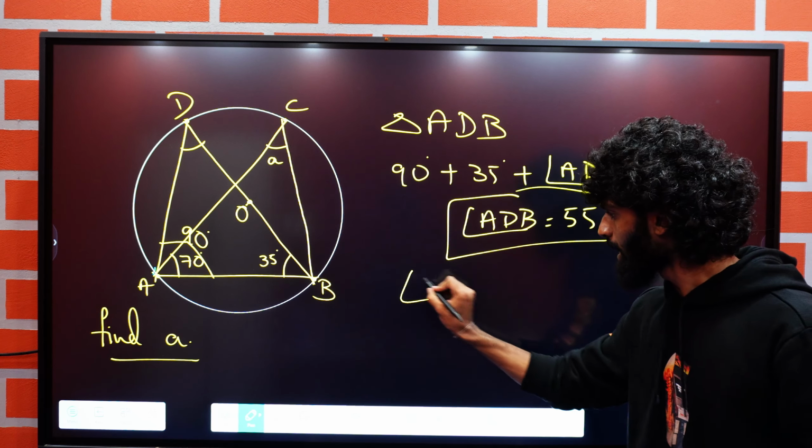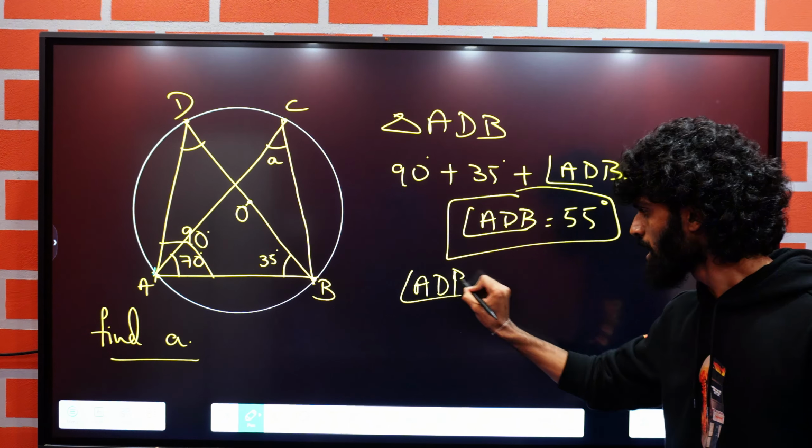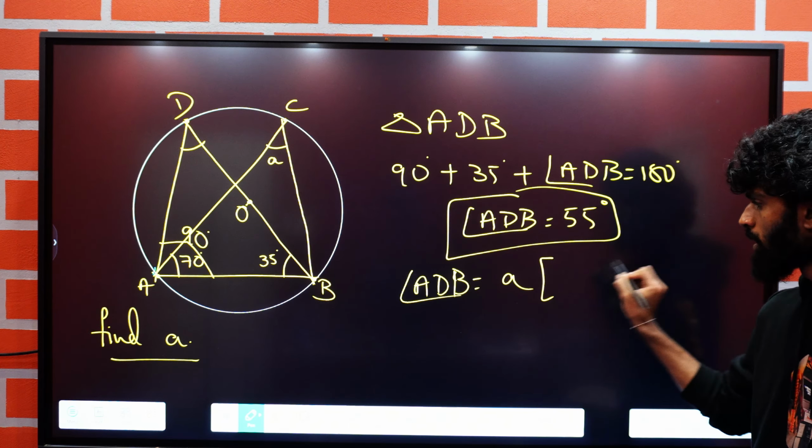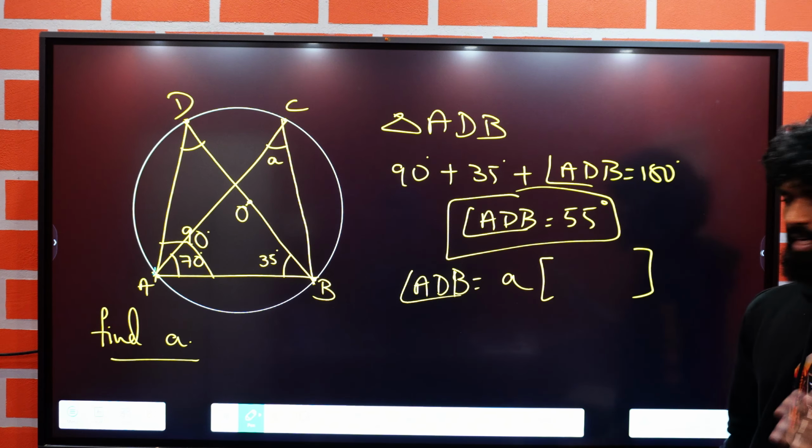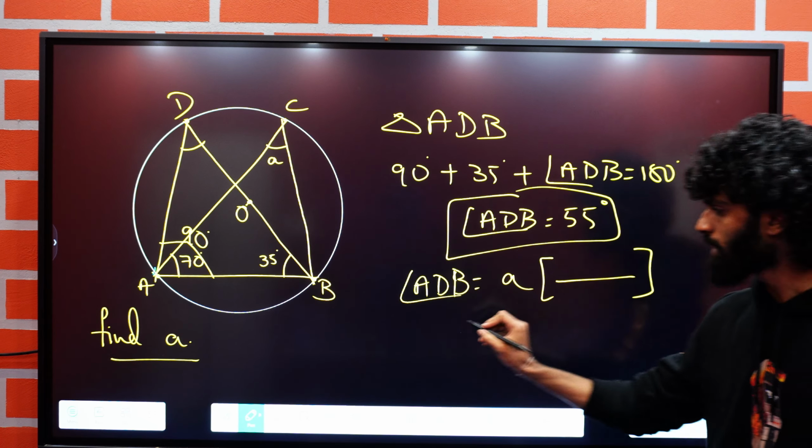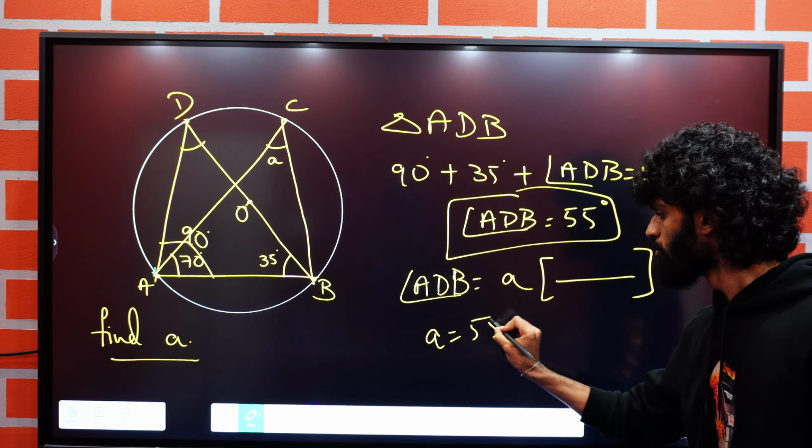We also know that angle ADB will be equal to A. Based on what? Theorem number 2. I already told the statement, so you will write the statement here. Automatically, the value of A also becomes 55 degrees.